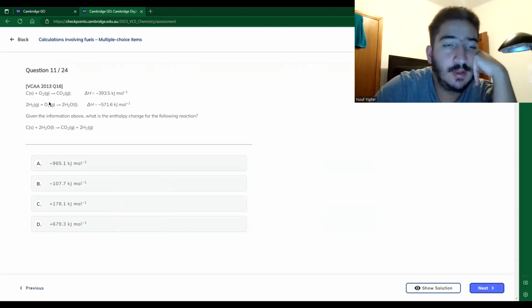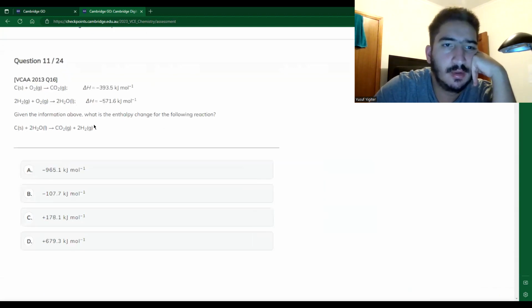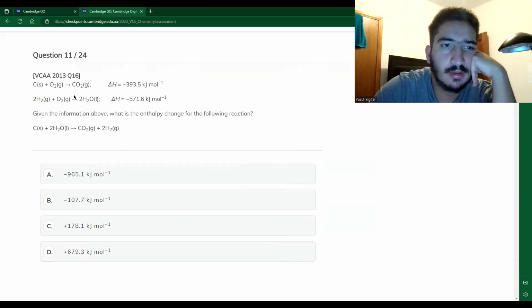Okay. 2013 passage. Given the information above, what is the enthalpy change for the following reaction? Oh, wait a second. C, H2O.